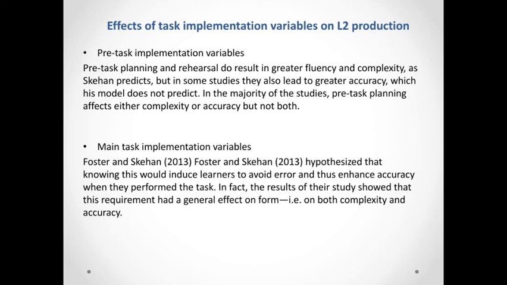For main task implementation variables, Foster and Skehan in 2013 hypothesized that knowing this would induce learners to avoid error and thus enhance accuracy when they perform the task. In fact, the results of the study showed that this requirement had a general effect, for example on both complexity and accuracy.